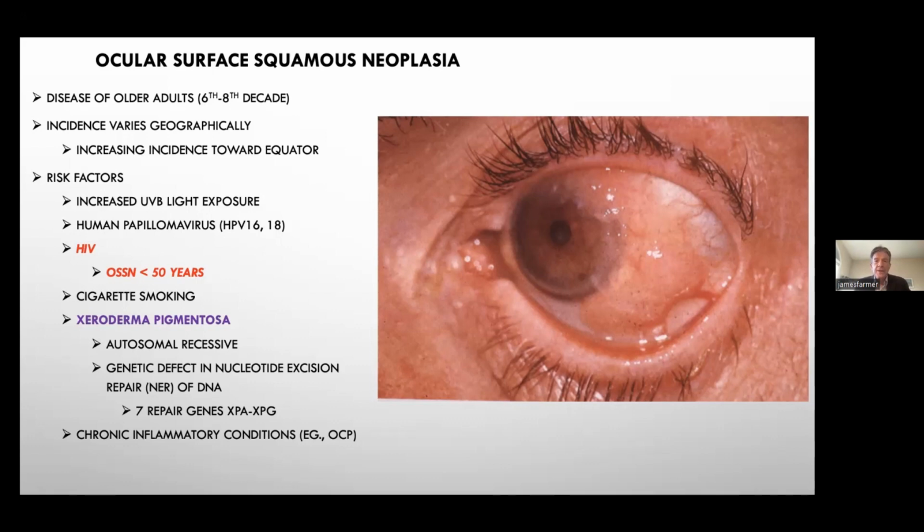In my clinical practice, because I see a lot of people who work outdoors, farmers, so to speak, if it's over the age of 45, I don't get too excited and I don't recommend an HIV test. If it's under 40, absolutely, I recommend an HIV test because I have 2 cases of young women in their 30s, both of whom had HIV-induced OSSN cancers on the surface. Xeroderma pigmentosum is an autosomal recessive condition due to a genetic defect in nucleotide excision repair of DNA. There are 7 different repair genes involved with mutations in these, and they get multiple skin cancers and OSSN.